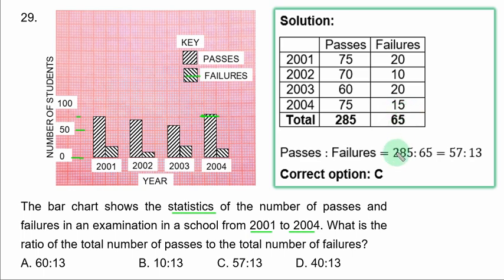If you express as ratio, you have it in this form. Divide through by 5, you have 57:13. C is the correct option.